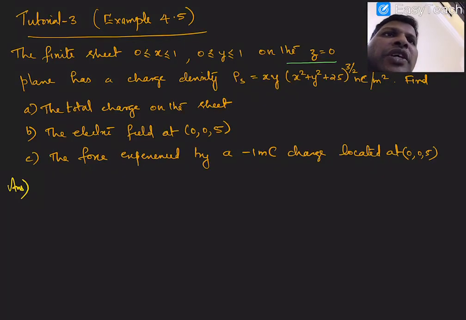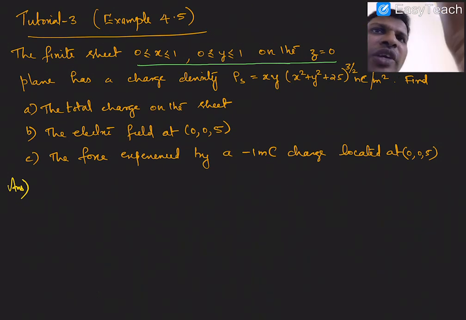So we will see another problem from tutorial sheet 3. It is example 4.5 from the textbook. There is a finite sheet which carries charge, and the sheet is given like x is between 0 and 1. So let us see how we can draw this.